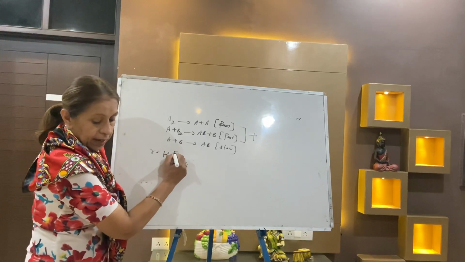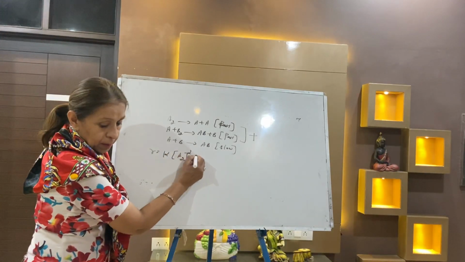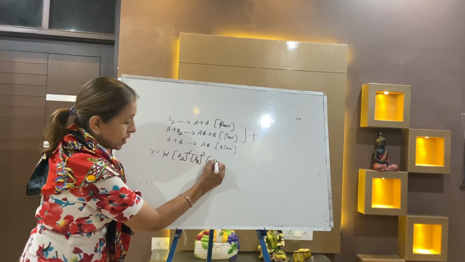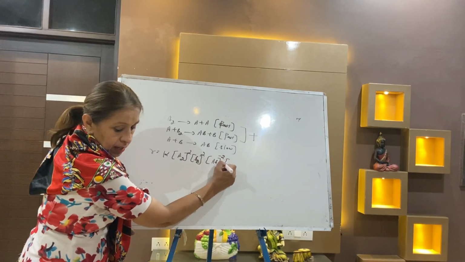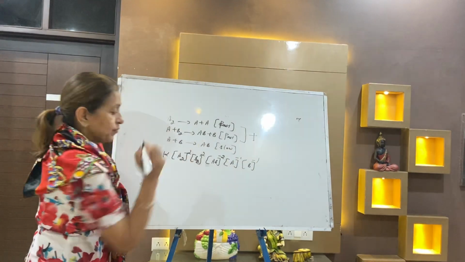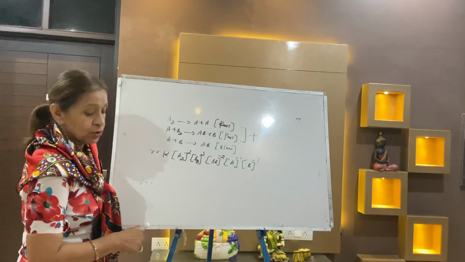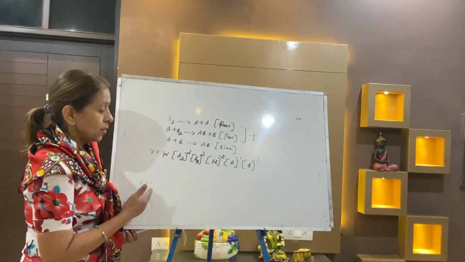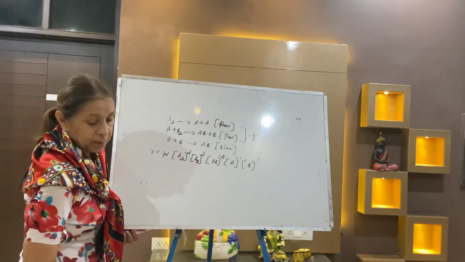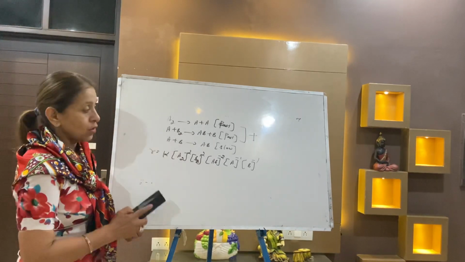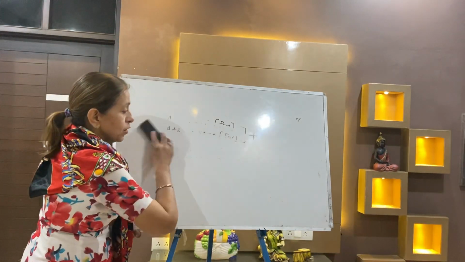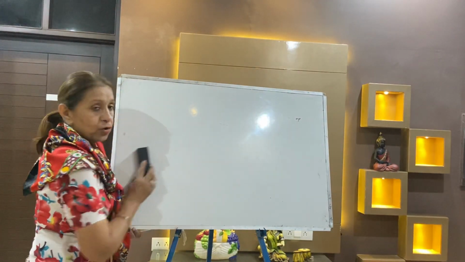R is equal to K A2 square B2 square AB minus 2 A minus 1 and B minus 1. It's quite lengthy. So this is all about finding rate equations. Now you attempt these two questions at home.